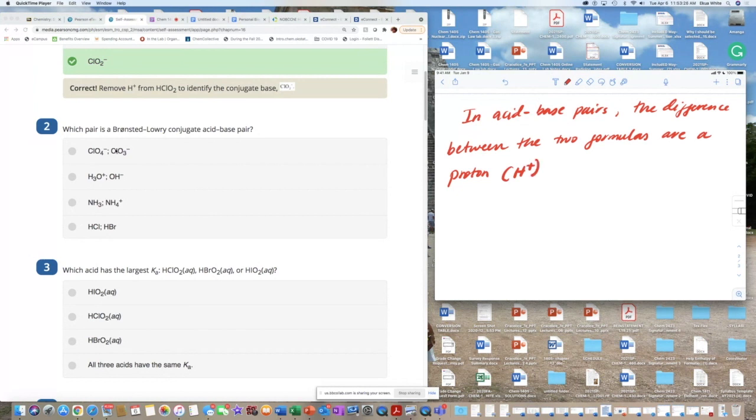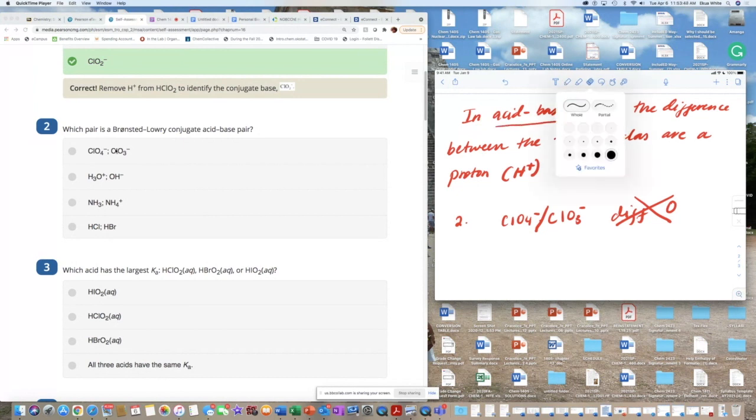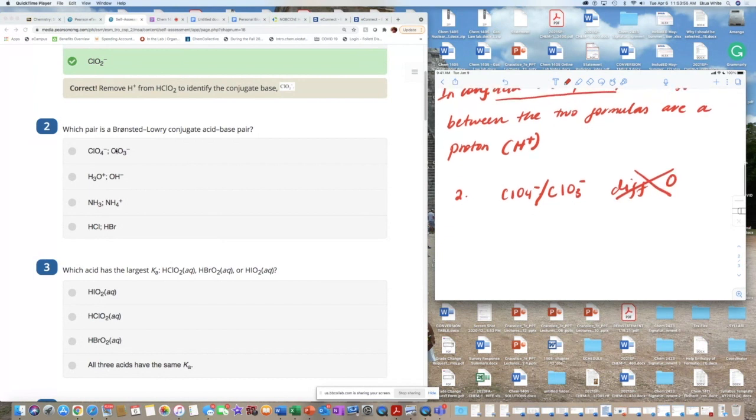Okay. So when I look at my first one, for number 2, I look at ClO4 minus and ClO3 minus. The difference here is an oxygen. So this is not an acid-base pair. It's not a conjugate acid-base pair. I left the word conjugate out there. This is part A.